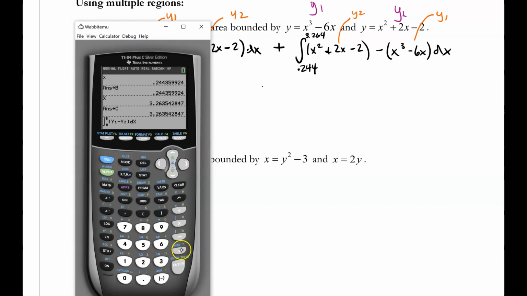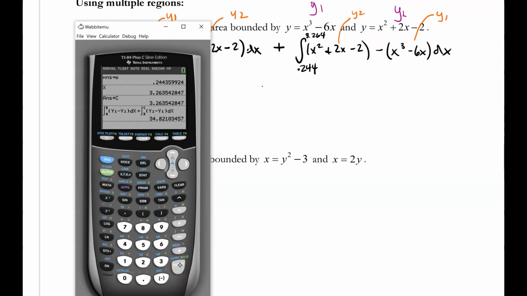And we could hit enter, but instead I'm going to do one expression for this. So plus, and then we can go to math and choose 9 again for another integral, this time from B to C. So alpha B to alpha C. And now it's y2 minus y1. So function y2 minus y variables, function y1. All right, so that's basically what we have written. This is just our calculator syntax.